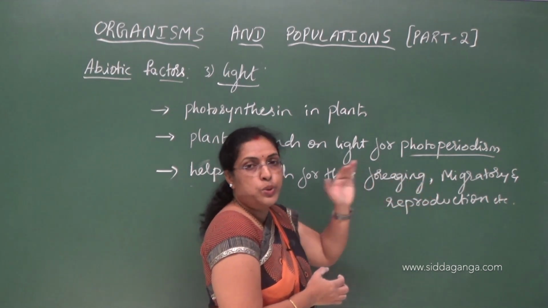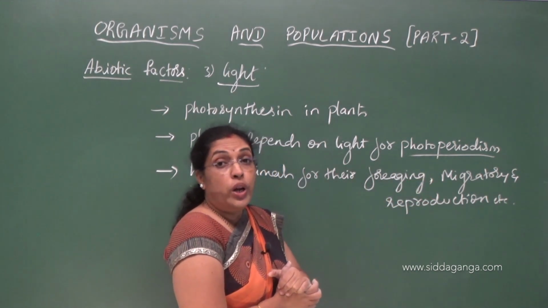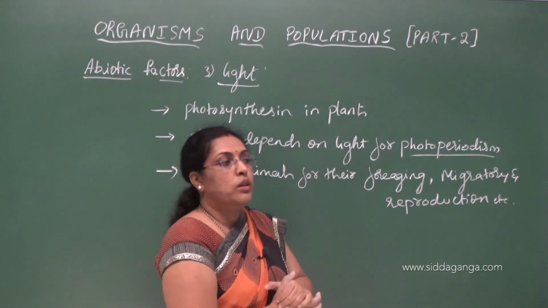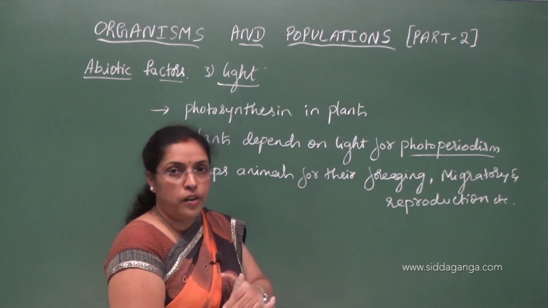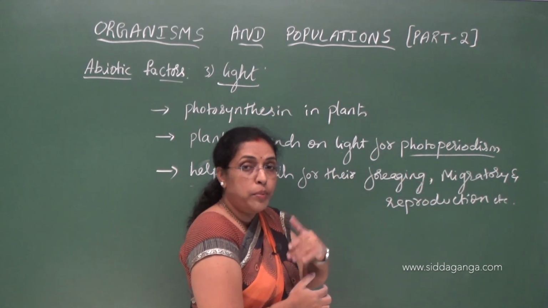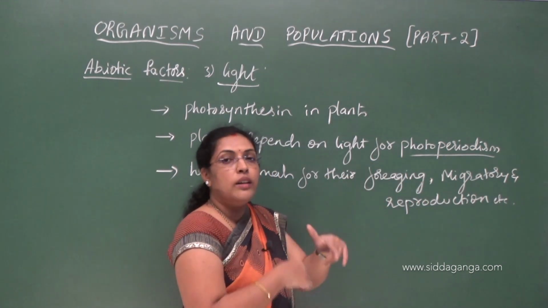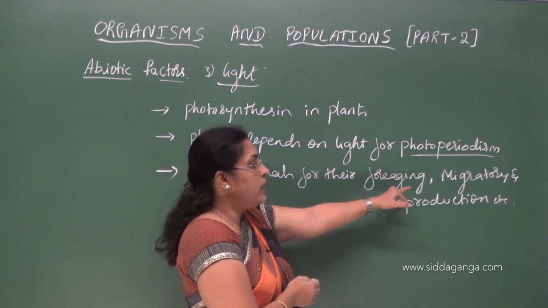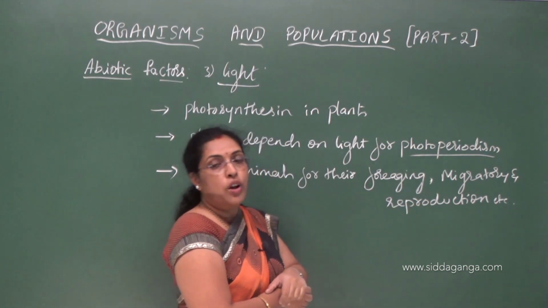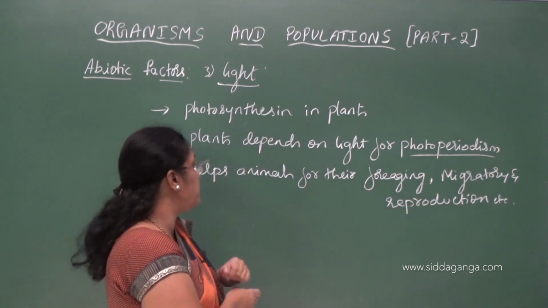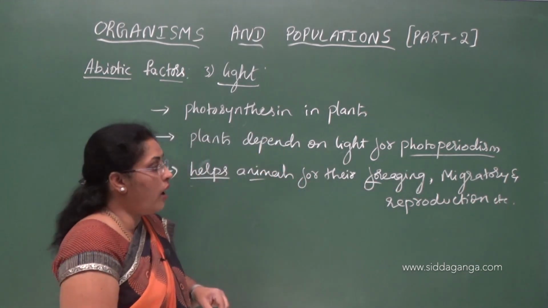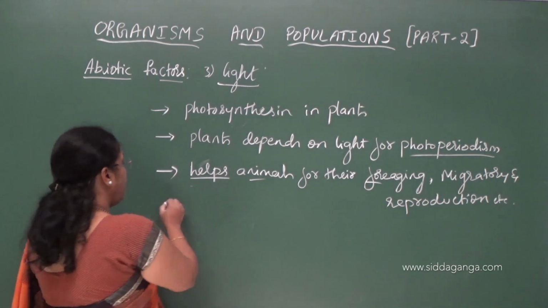And for migratory activity, the intensity and duration of light matter. The next class will discuss homeotherms, that is conformers, like that. If they are not able to tolerate the temperature, then they shift to another area. So that means it helps in migratory activities, and also it is responsible for reproduction in organisms. So it helps animals for their foraging, migratory and reproduction activity.